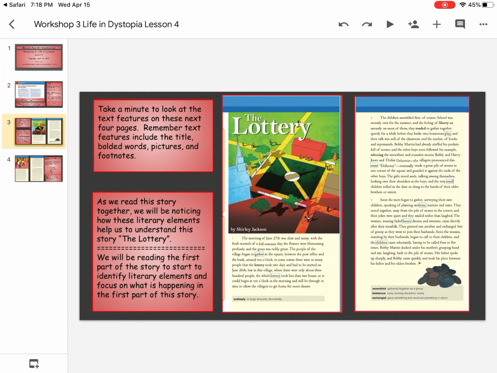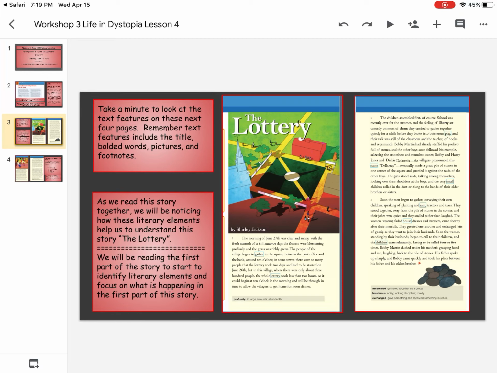Before we start though, and if you have to pause this, go ahead and do that, I want you to take a minute to look at the text features on these next 4 pages. Remember, text features include the title, bolded words, pictures, and footnotes. And remember, footnotes are located at the bottom of the page. They help with vocabulary that is sometimes not familiar to us. I will also be stopping along as we read through this. As we read this story together, we're going to be working together to notice how these literary elements help us to understand the story, The Lottery, a little bit better.